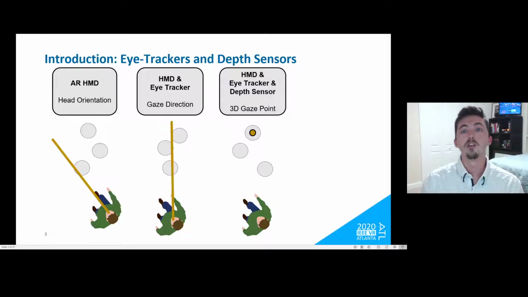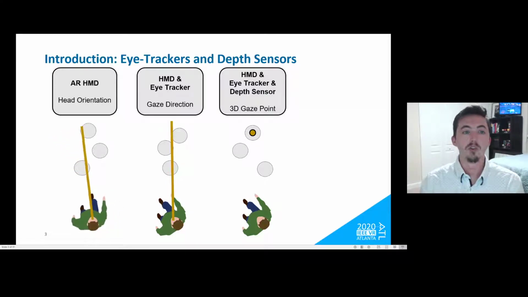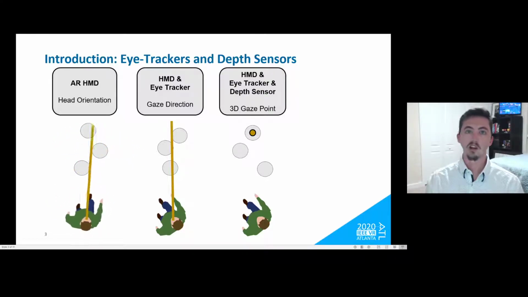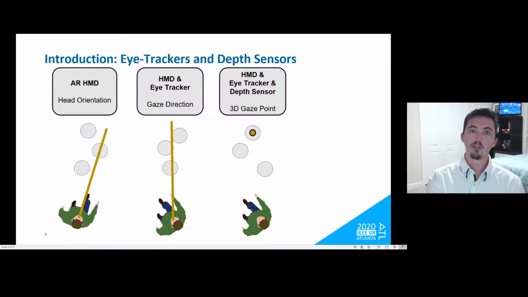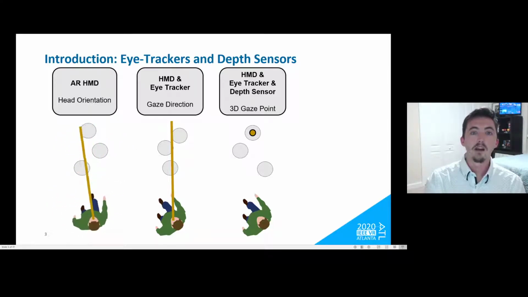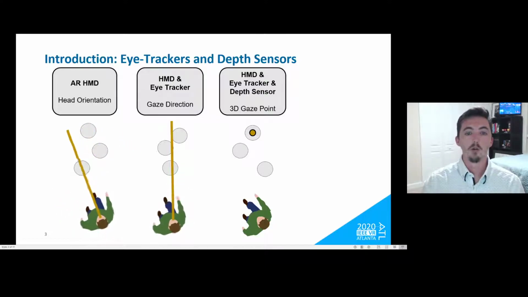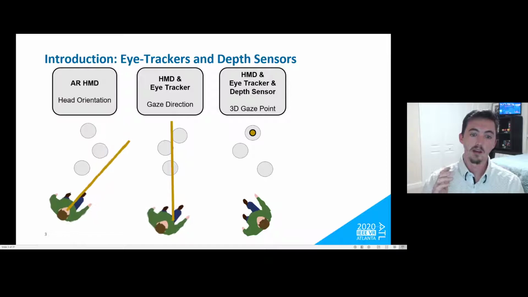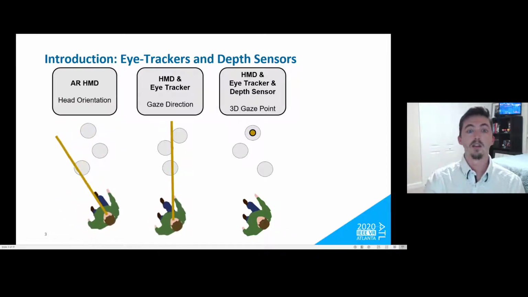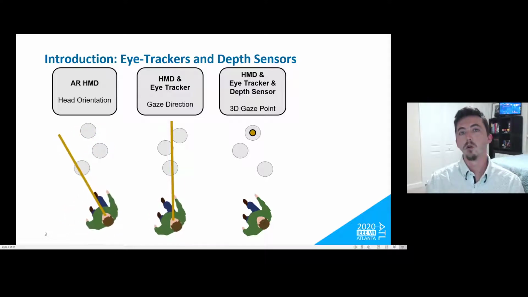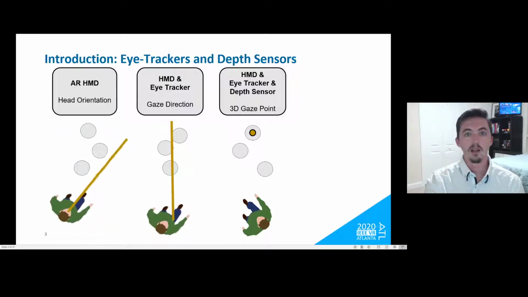So with an AR HMD alone, we're left with just head orientation of our collaborators. We don't know exactly where they're looking, but we know a general direction that it's got to be somewhere in front of them. However, when we add on an eye tracker, it lets us get gaze direction. So we have a ray that goes from that collaborator's head out into the environment. We know that they're looking somewhere along that ray, but we don't know at which particular point along it that they're focused.